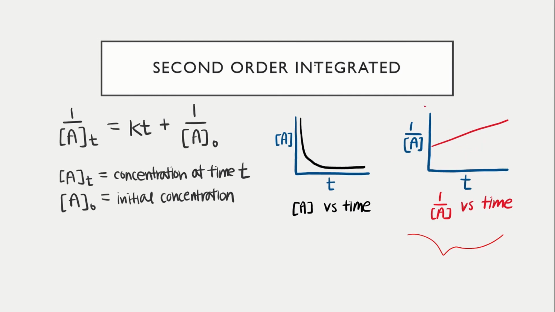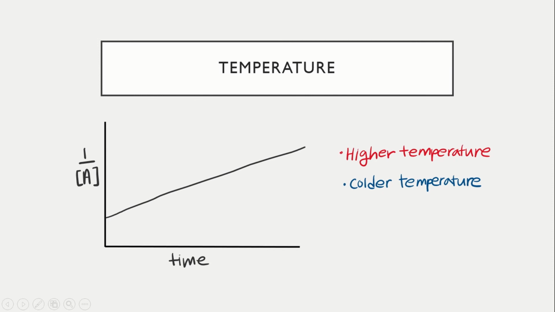And you might wonder why the y values are increasing over time. And that is because the reactants, the concentration A, would have to decrease over time. But in this case, the y values represent the 1 over the concentration, which would have to increase instead of decreasing. You cannot forget about the temperature.